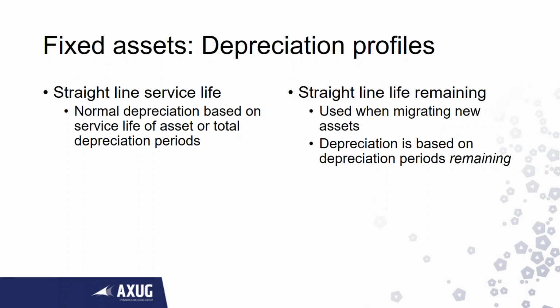So for example, if you had 60 depreciation periods total, but the asset has already been depreciated for 10 of those periods, so it had 50 remaining, the straight line life remaining would depreciate based on the 50 remaining, and the straight line service life would depreciate on the 60 total.